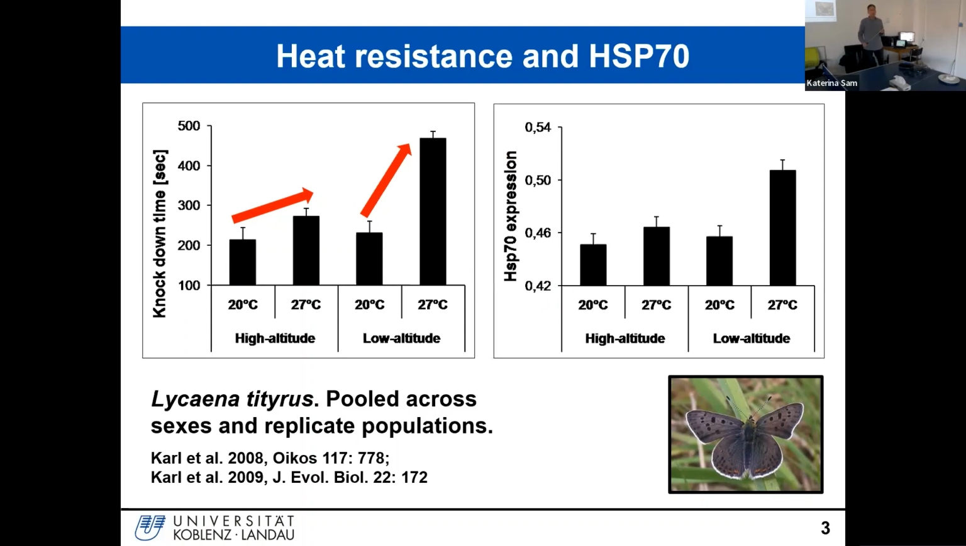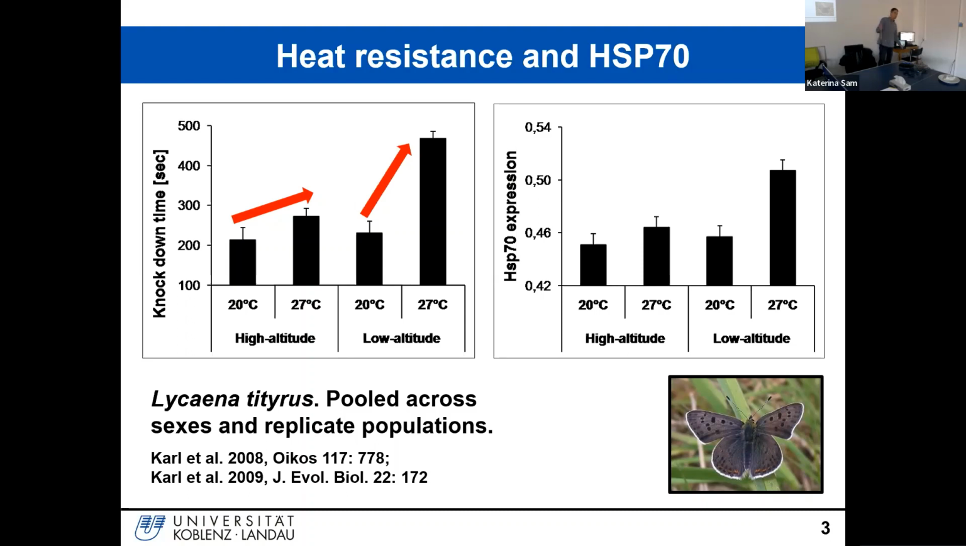Having found such a pattern, we can now try to dig into the underlying mechanisms. And what we've done here is to measure the expression of heat shock proteins in exactly these treatments. And what you should see is that the pattern is exactly the same. So we find a much more pronounced upregulation of heat shock proteins in the low altitude populations kept at a higher temperature. So it's exactly the same pattern, which does not necessarily mean that there is a causal link. It might be a correlation, but at least it's an indication of the underlying genetic and physiological mechanism.